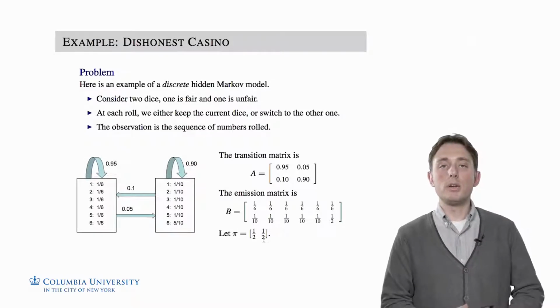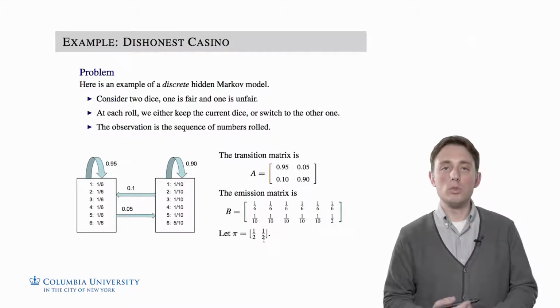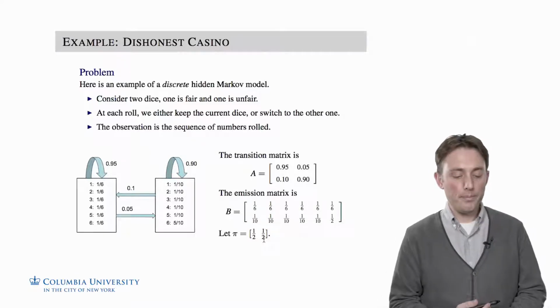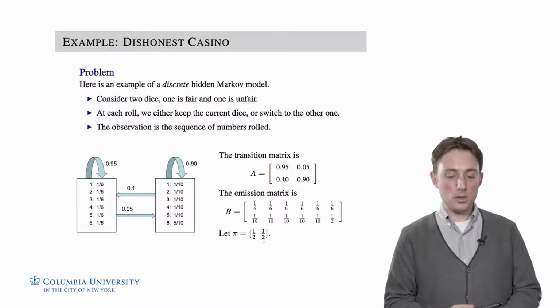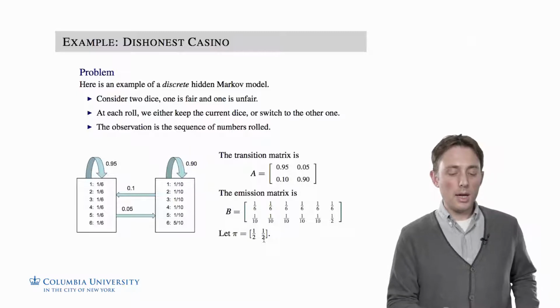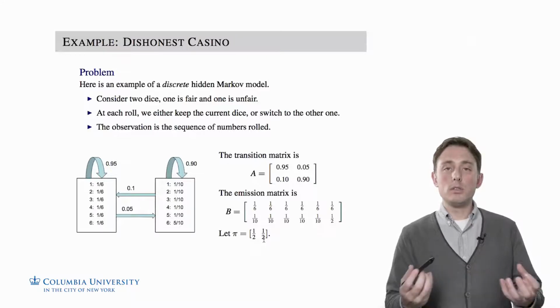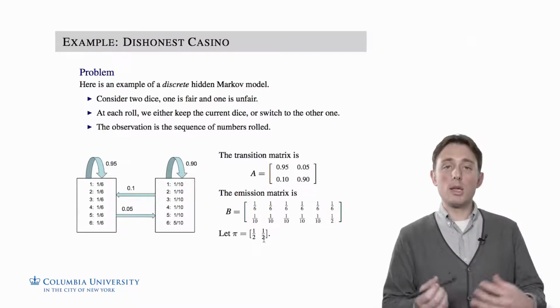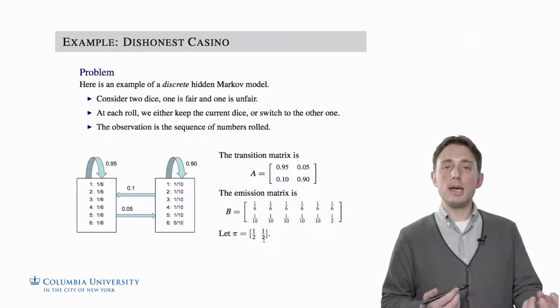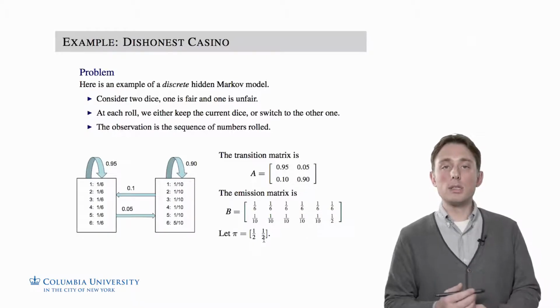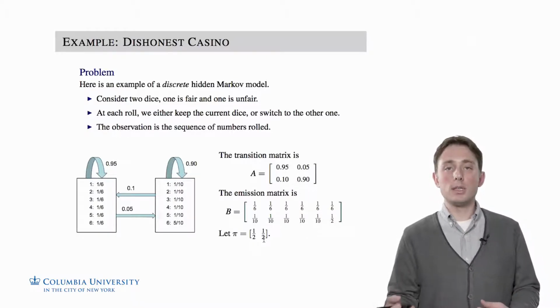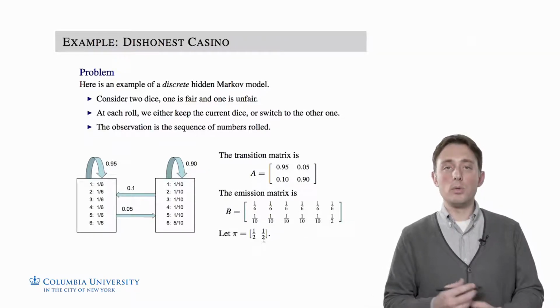Let's look at an example of generating data from a discrete HMM to make it perhaps a bit more concrete. So here's an example of a dishonest casino. And again, this is an example of a discrete HMM. Imagine that we have two dice. One of them is fair and one of them is unfair. What that means is that the fair dice has 6 sides and the probability of any individual side is 1/6. The unfair dice also has 6 sides, but we have different probabilities of which side it will show up when we roll it.